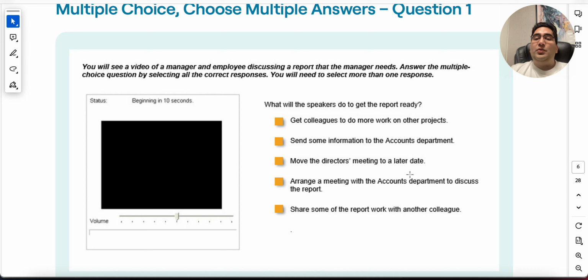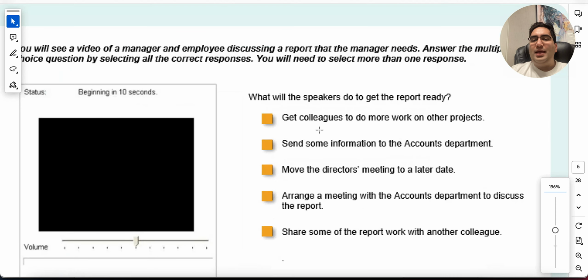Now here you have the questions in front of you. Again, you don't get it later, so you make use of that. Make sure to, again, multitask. What you want to do is look at the keywords, first of all, at the beginning in each multiple choice question. For example, here it's get colleagues to do more work on other projects, so colleagues working more. Sending information, directors meeting.